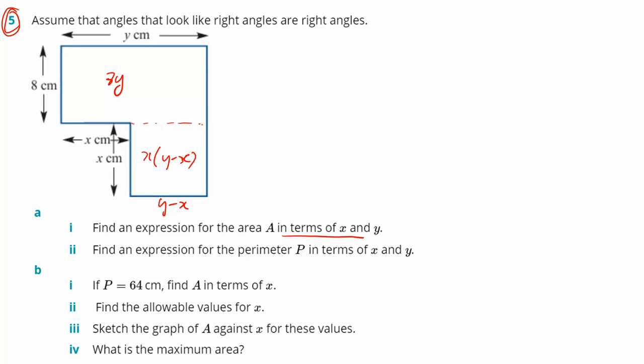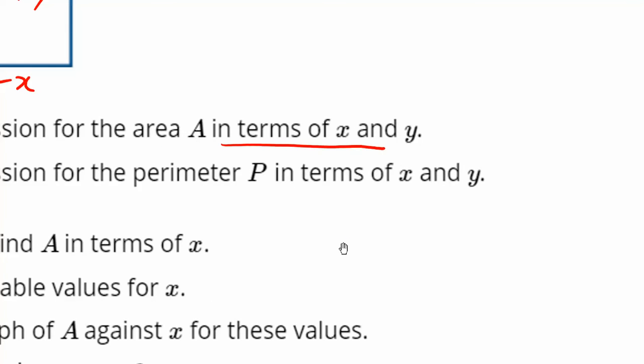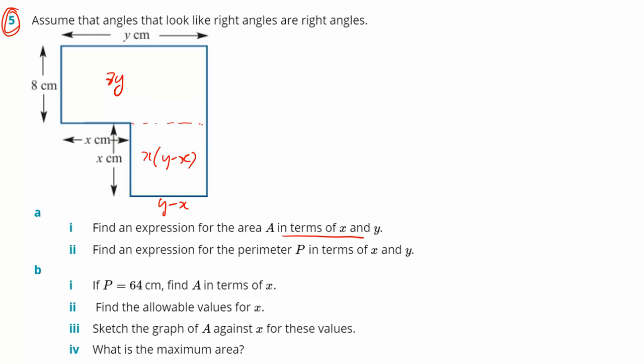Okay, I want to find the expression for the total area. So the total area would be given by 8y plus x(y minus x), which equals 8y, and I expand that, plus xy minus x squared. Okay.